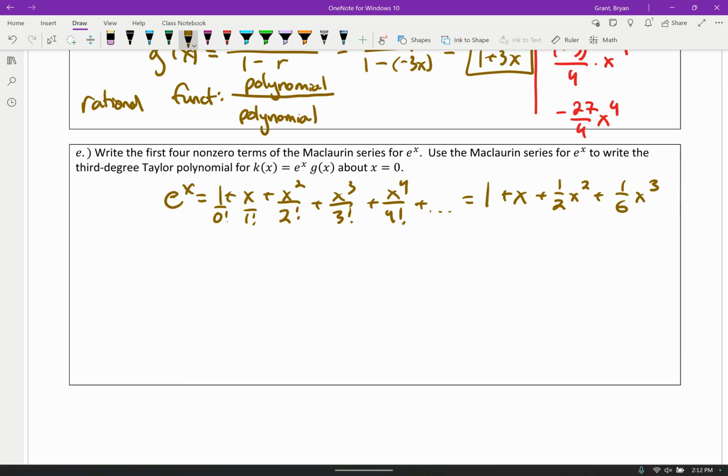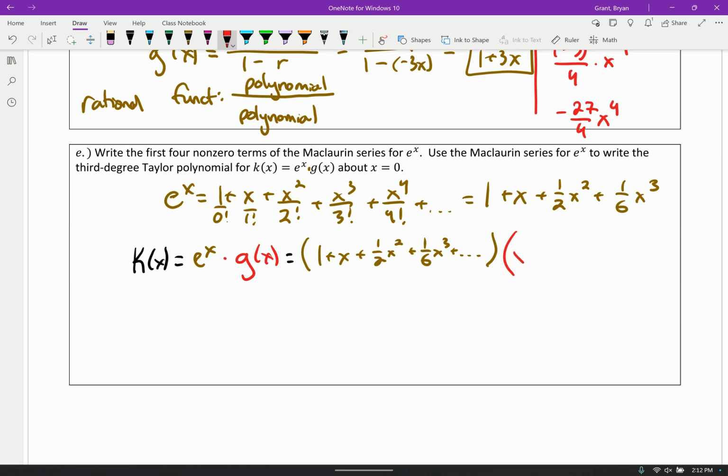Great. Use the Maclaurin series for e to the x to write the third degree Taylor polynomial for k of x equals e to the x times g of x. All right, we can do this. So we have k of x equals e to the x, good, times g of x. Well, we know the series expansions for each of these, so let's start filling them in. We have 1 plus x plus 1 half x squared plus 1/6 x cubed, and there is, of course, more. And then g of x, we had up above.